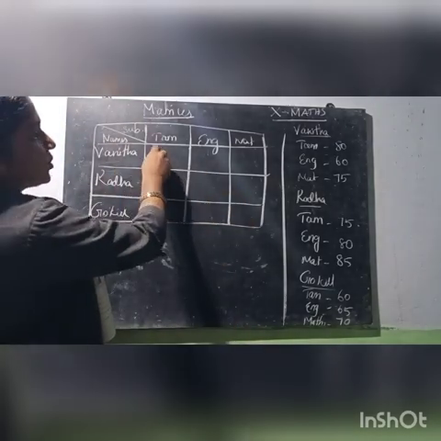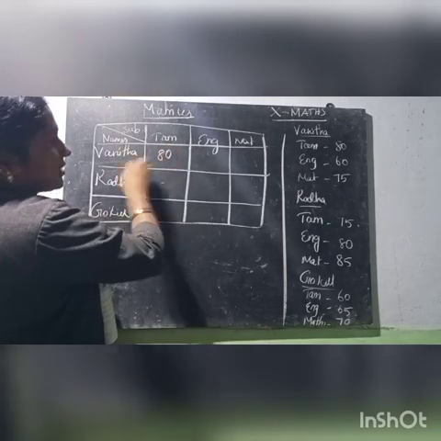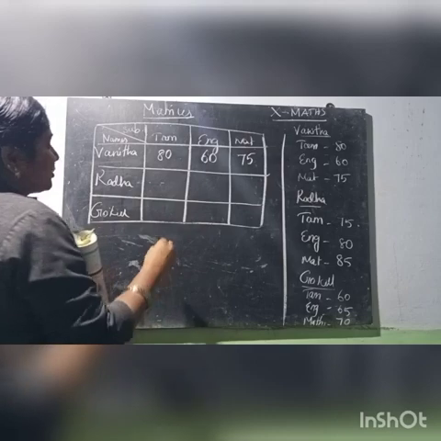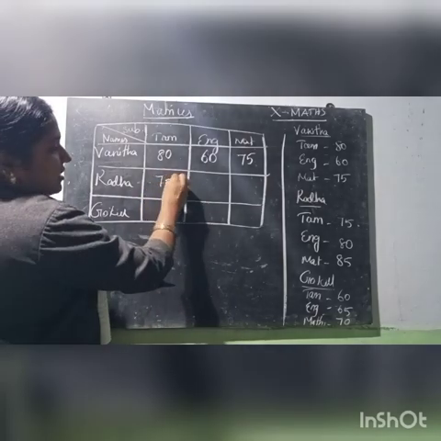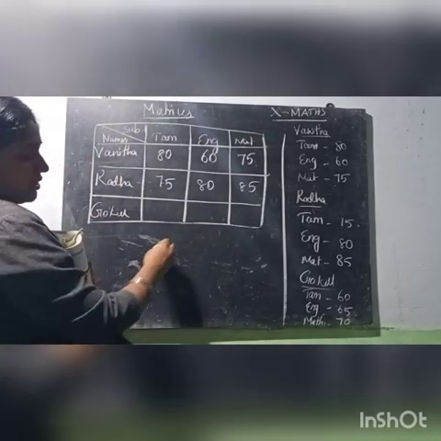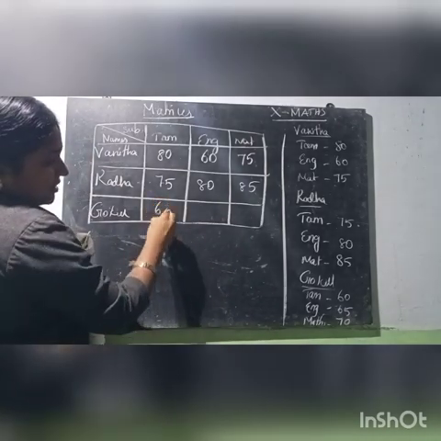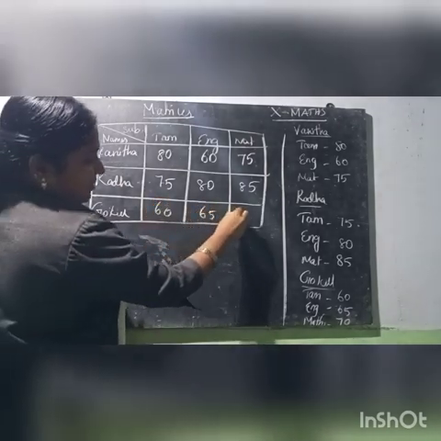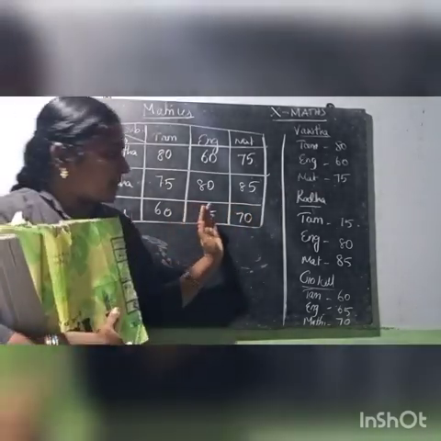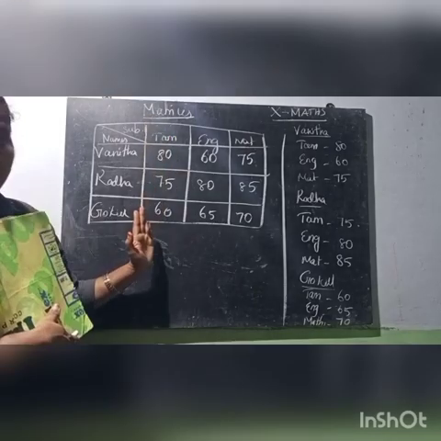Vanitha's marks: in Tamil she scored 80 marks, in English 60 marks, in Maths 75. Then Radha 75 marks, in English 80, in Maths 85. Then Gogul in Tamil 60, English 65, in Maths 70. So which is easy to compare the marks? I think this tabular form.